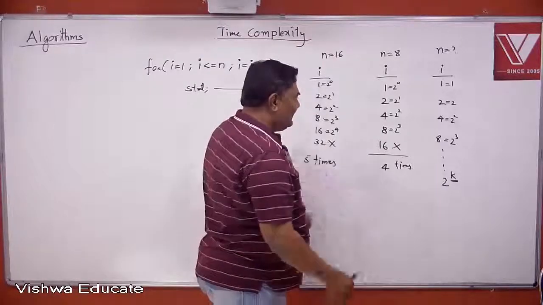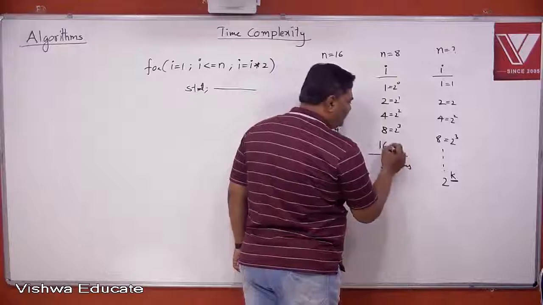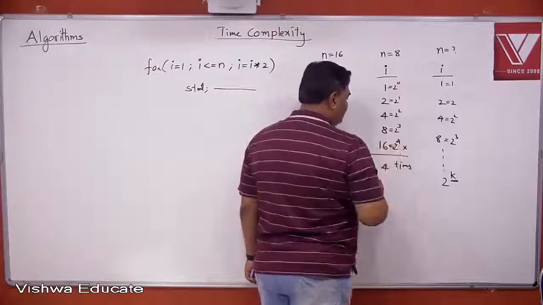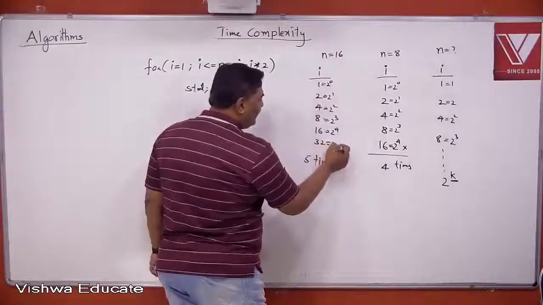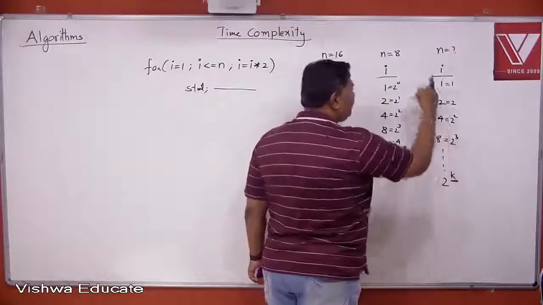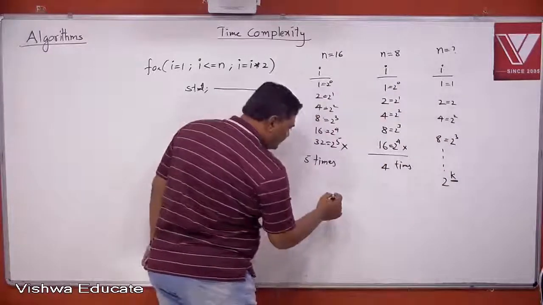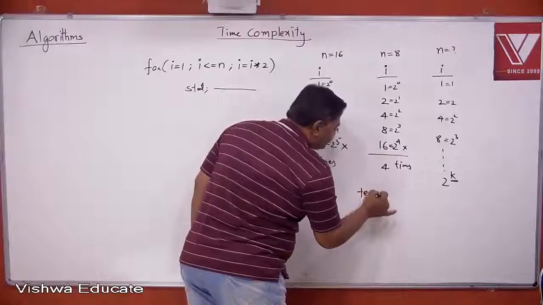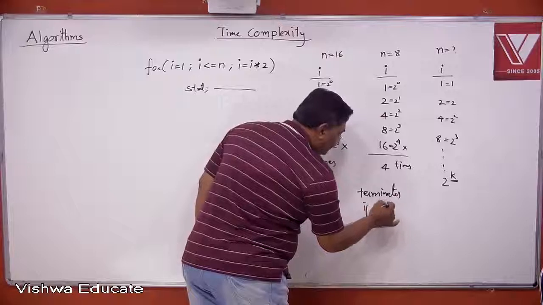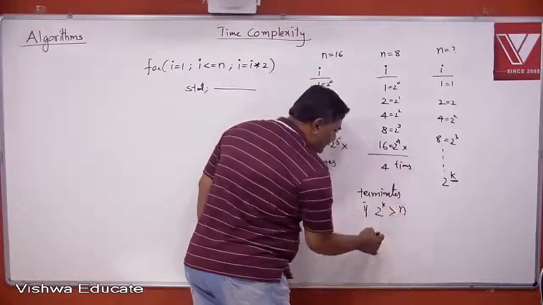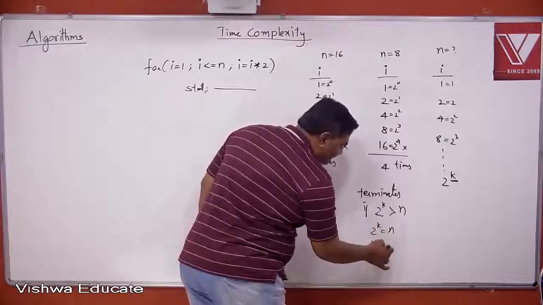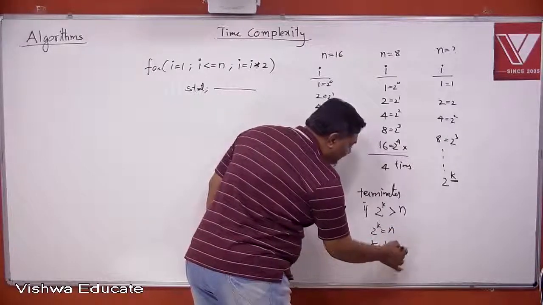So 2 power 4 became greater than this one, so it has stopped. And here 2 power 5 became greater than this one, so it has stopped. Same way, 2 power k, when it becomes greater than n, it will stop. So it terminates if 2 power k is greater than n. So let us assume this as equal to n. So what is k? k is log n base 2.